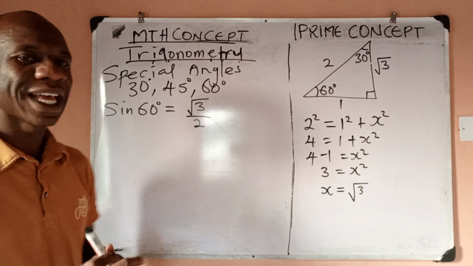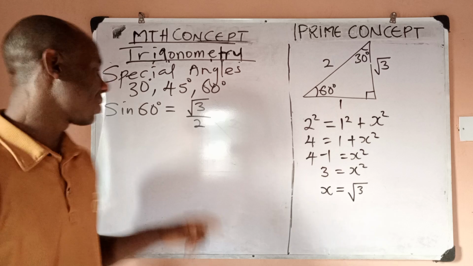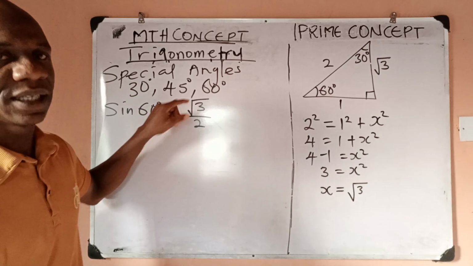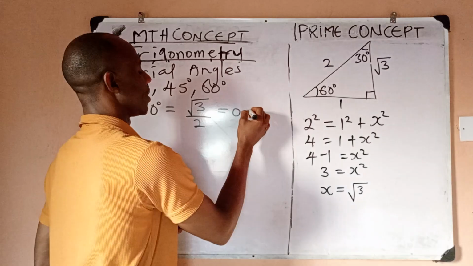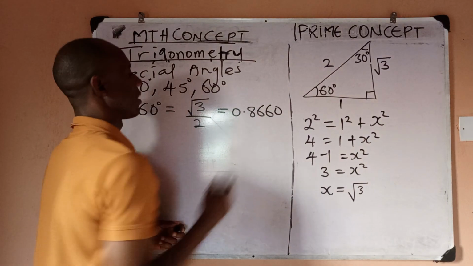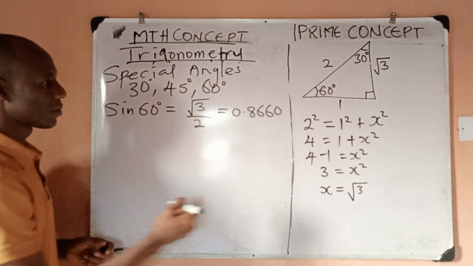So it means now and beyond, sine 60, you can check with your calculator, is always going to be root 3 over 2. And when you evaluate, root 3 over 2 is the same as 0.8660 in 4 places of decimal. So that is sine 60.